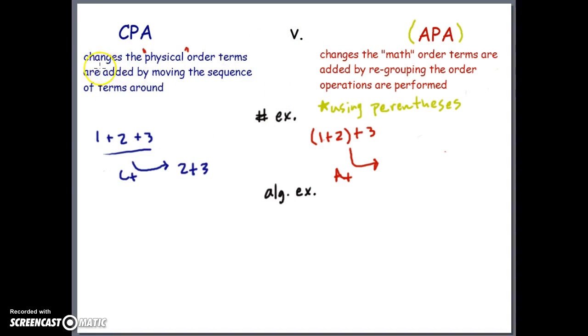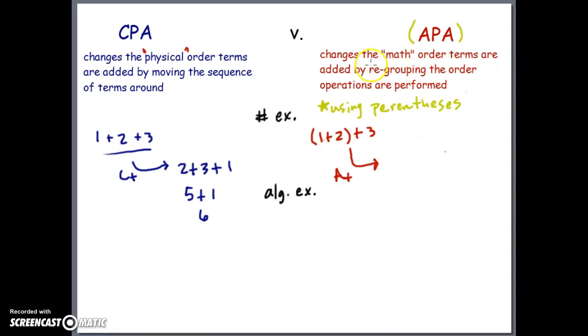The commutative property changes the physical order terms are added by moving the sequence of terms around. So the sequence here is 1 plus 2 plus 3, and the commutative property says we can change the order that they're added by just moving them around. So we can say this is the same exact thing as 2 plus 3 plus 1, where from left to right we would add 2 plus 3 and we get 5 plus 1, which is 6. So we get 6.